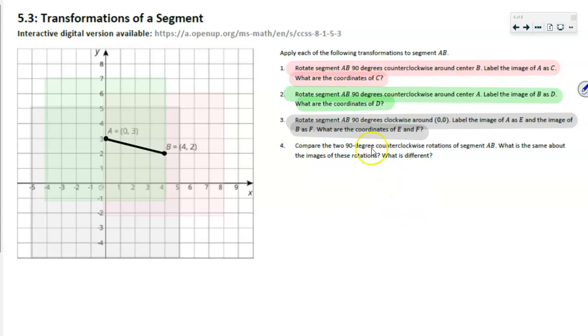The first one is rotate segment AB 90 degrees counterclockwise around center B. So that means center B is going to be where I spin it around. So we've already poked our hole through there. Whenever we're doing those 90-degree rotations, I've encouraged you to draw that plus sign through that center point. That way you can easily track when it's gone that 90 degrees. Are you ready? Let's spin it counterclockwise 90 degrees around B.